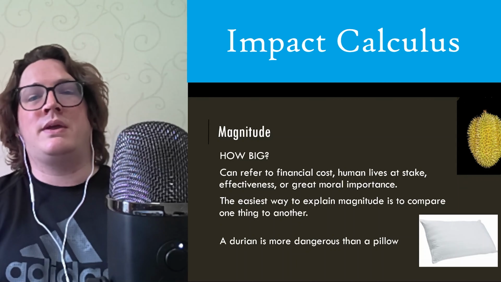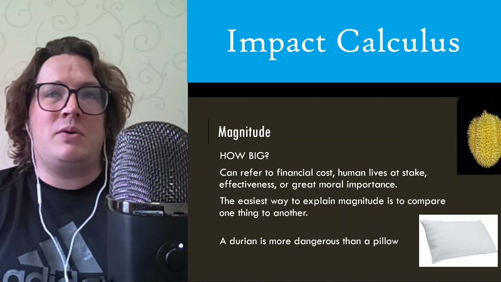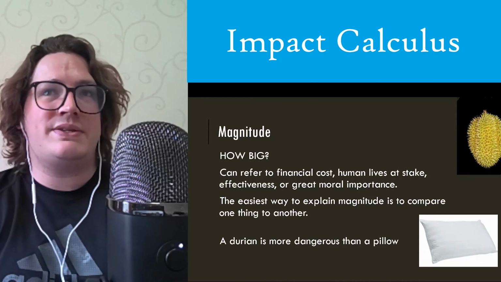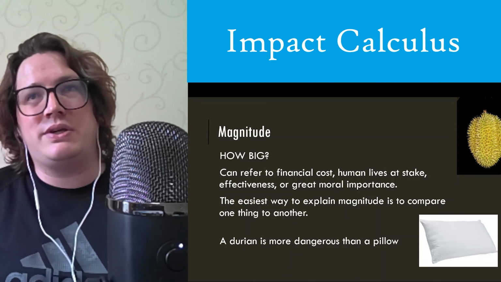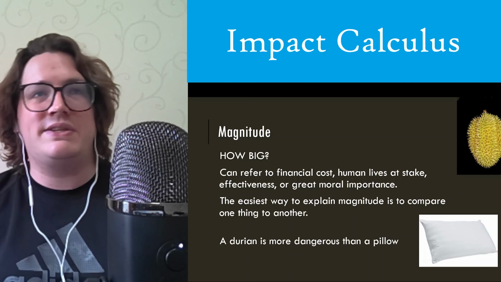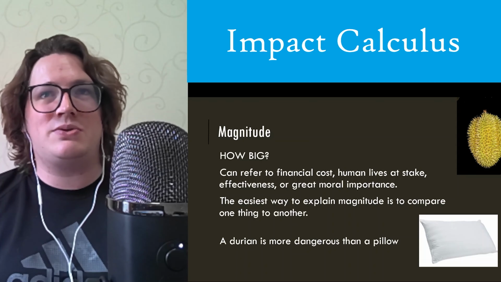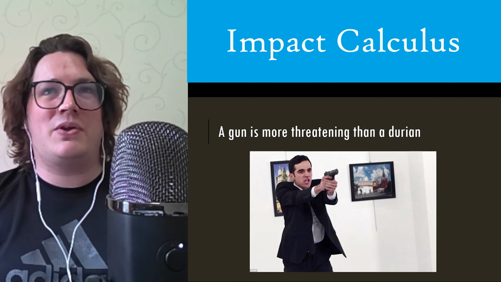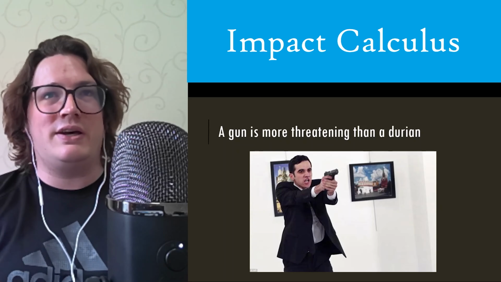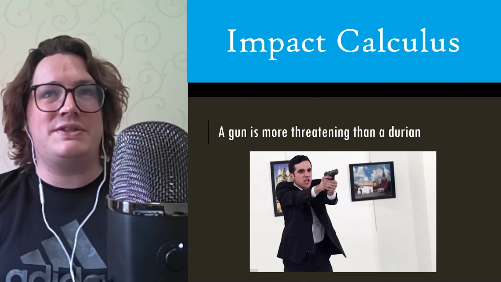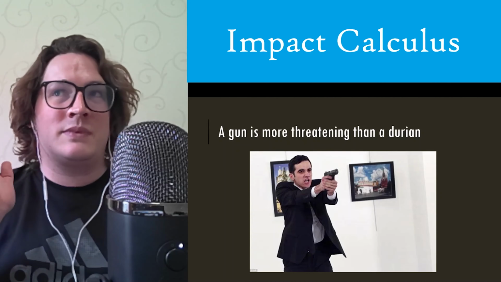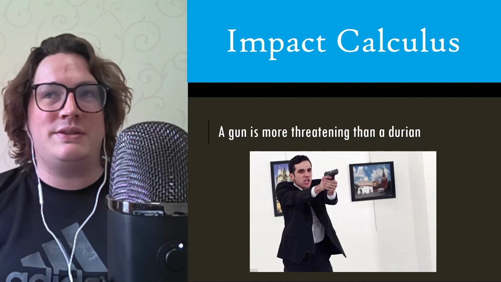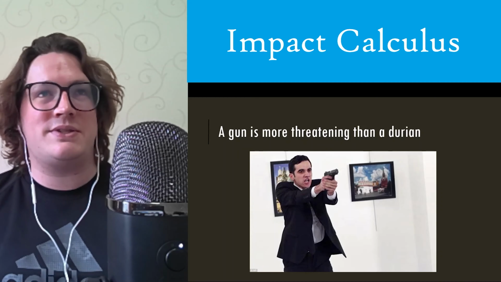So, obviously, it would be a lot more painful, it'd be a lot more dangerous if someone hit you in the head with a durian than a pillow. But obviously, that's not the most dangerous thing in the world, right? Guns are more threatening than the durian. A single gun could kill dozens of people. Of course, guns are still not the most dangerous thing in the world.